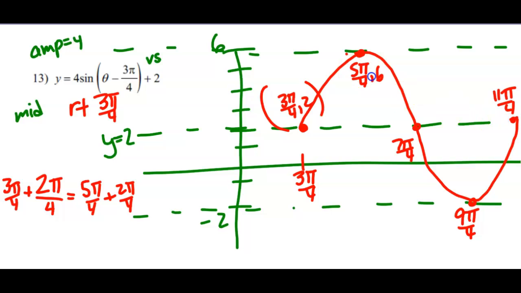All right, so let's just put in, this one's up at 6, this one is at 2, this one is down at negative 2, and this one is back at 2.